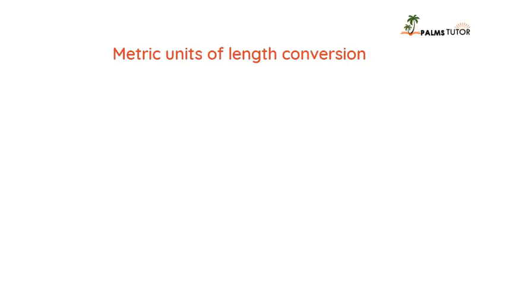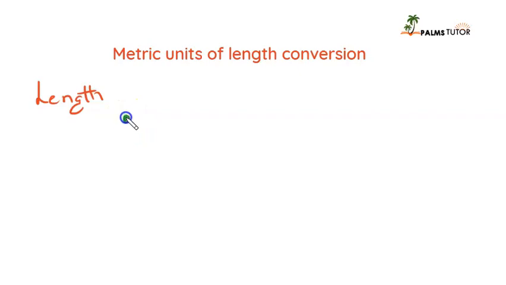Metric units of length conversion. Sometimes we have to convert from one form of unit to another. Now, what does length mean? I just want to do a quick review. The length of an object is the distance from one point to another. So we can say how long something is.